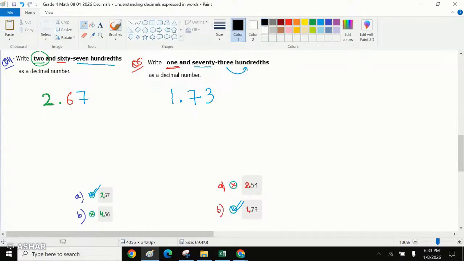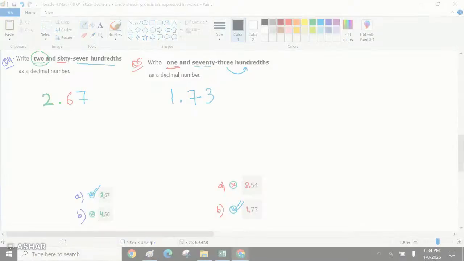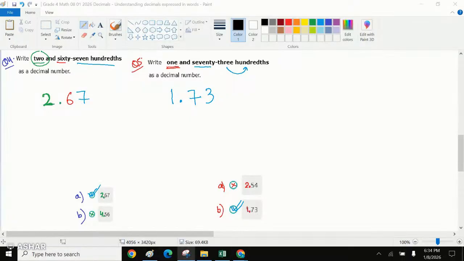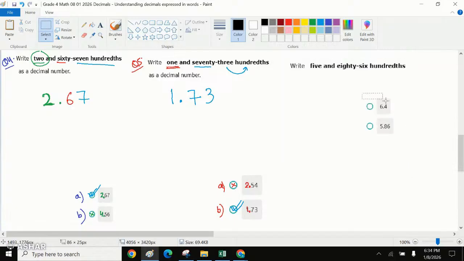We look at the next question. Question number 6. The answer was 173 hundredths, okay? So the next we have is write 586 hundredths as a decimal number. So if the next question says write 586 hundredths as a decimal number, so we just copy it from here as a decimal number. This is question number 6. Option A and option B. So which option should be the correct?